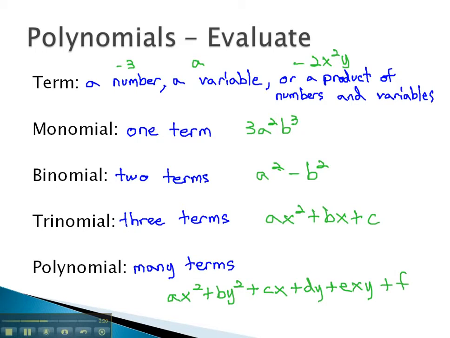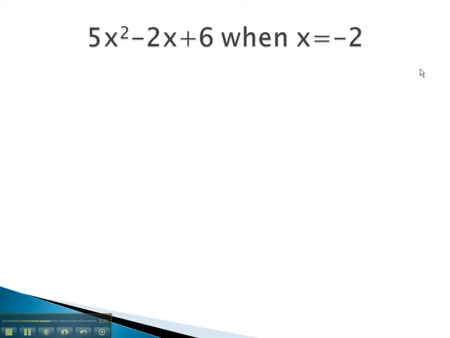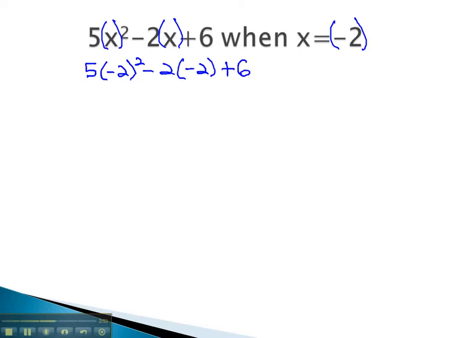Let's take a look at some polynomials and how we can evaluate them when we know the value of our variables. In this expression, we know that x is equal to -2. This means we will replace each x with a -2: 5 times (-2) squared, minus 2 times (-2), plus 6. Now, using order of operations, we can simplify the expression, doing the exponent first. (-2) squared is positive 4, minus 2 times -2 plus 6.